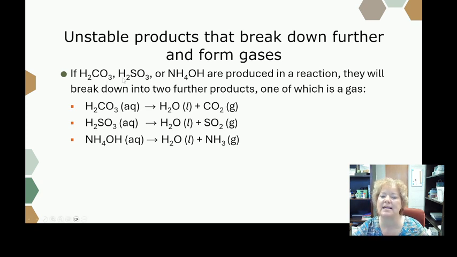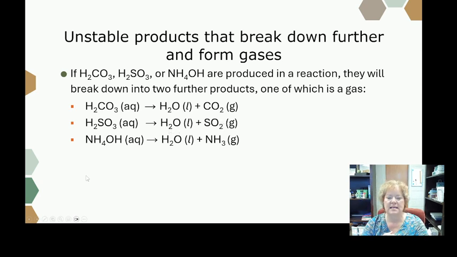If I have an acid, H+ coming from the acid, and a sulfite with SO3 2-, the H+ ions and the sulfite ions are going to form H2SO3. That is also unstable. It will not exist as H2SO3. It's going to break up into water and SO2 gas.